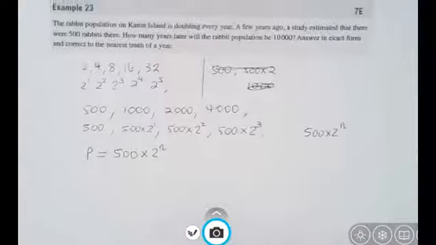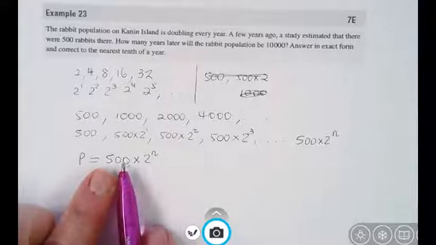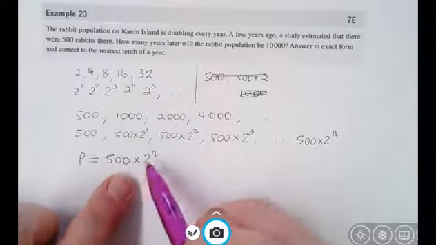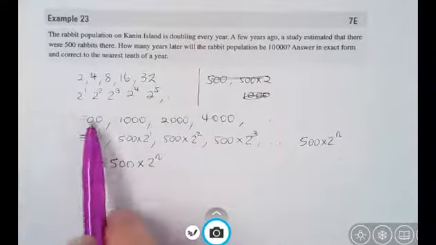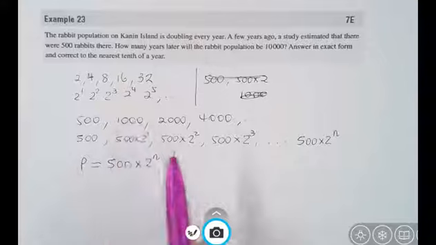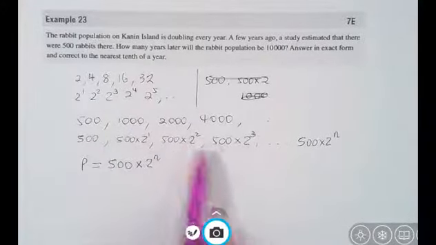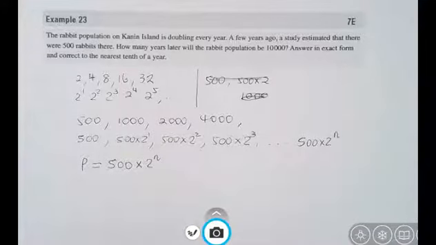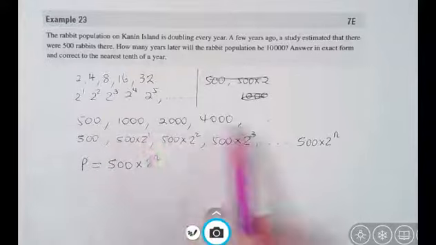Now this is just an exponential function. However, you do have a constant term here at the front, and this 500 has got nothing to do with this power of n here. Okay, so we've just shown that, for example, if there were 500 and then 1,000 and that doubles to 2,000, we need to come up with one formula that you can substitute a value of n into to show all these values.